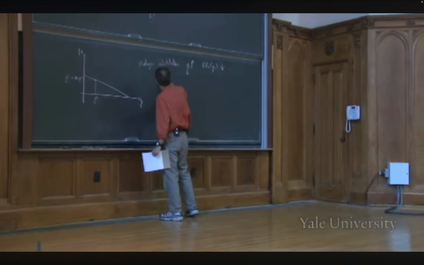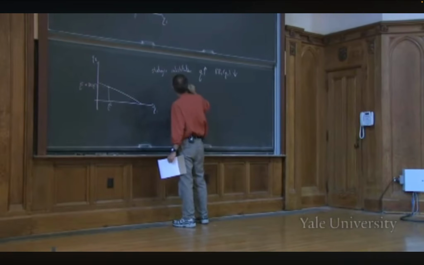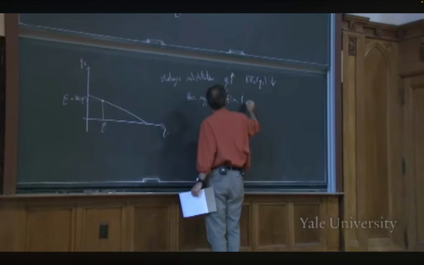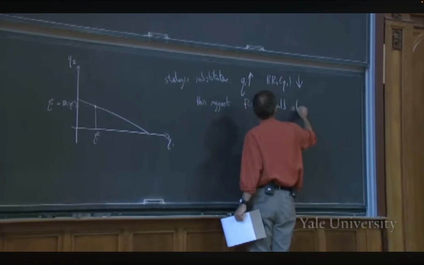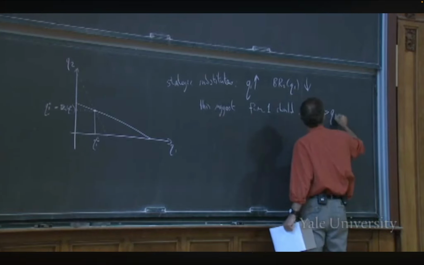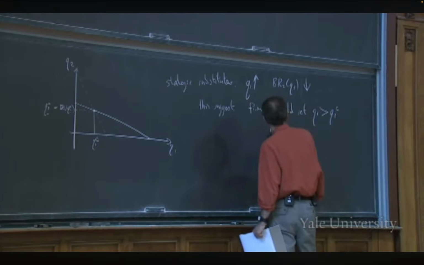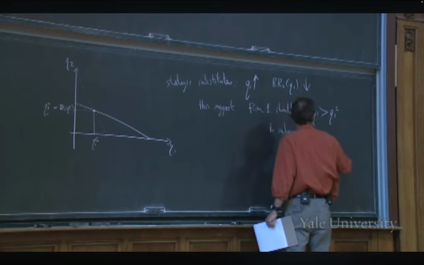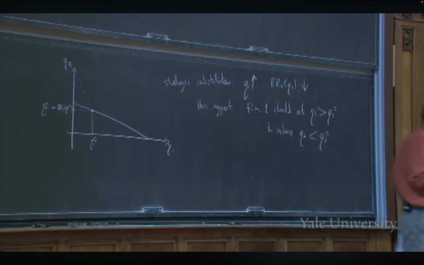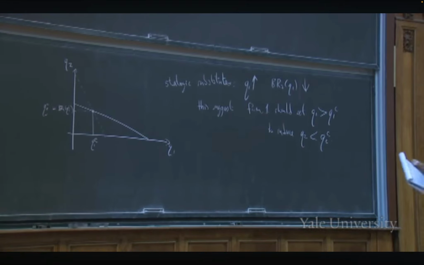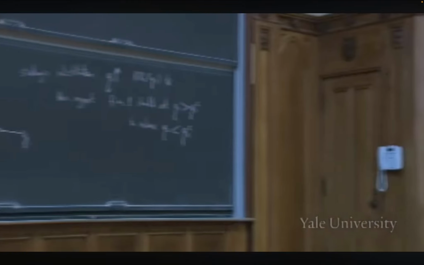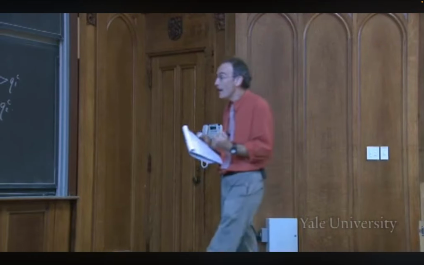So this suggests that firm 1 should set Q1 bigger than Q1C to induce Q2 to be less than Q2C. All right, so the first thing we've learned, and we'll see this in the math later, is that firm 1 will in fact produce more than they used to under Cournot, and that will result in firm 2 producing less than Cournot.